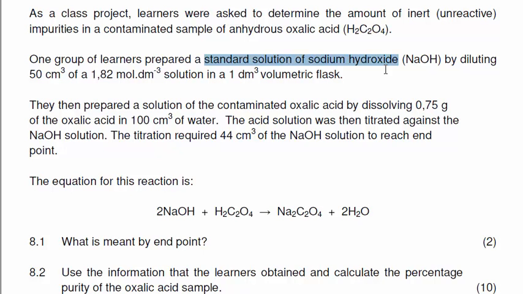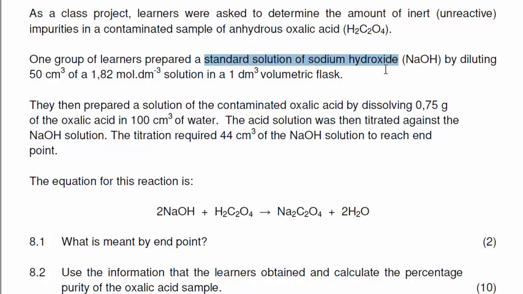And remember, in a titration, we need a known concentration and an unknown concentration. And the known concentration is called the standard concentration. So standard concentration of sodium hydroxide by diluting, and now they tell us how much they're diluting, 50 cubic decimeters of that in a 1 cubic decimeter volumetric flask. Okay? Then they prepare a solution of contaminated oxalic acid by dissolving 0.75 grams of the oxalic acid in 100 cubic centimeters of water.